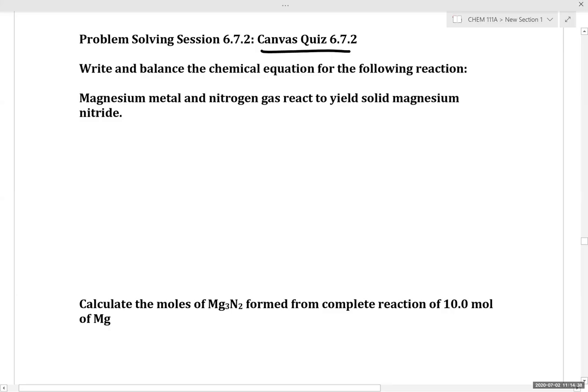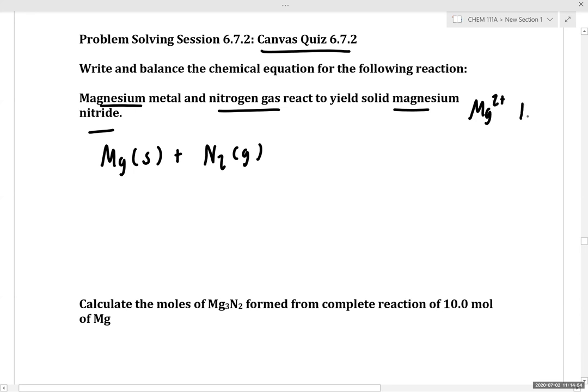Okay, so let's discuss balancing and writing out this equation. Magnesium metal is just magnesium solid. Nitrogen gas is N2 gas. Magnesium nitride: magnesium adopts a 2+ charge, and nitride is a 3- charge. We cross our charges, that gives us Mg3N2 solid.